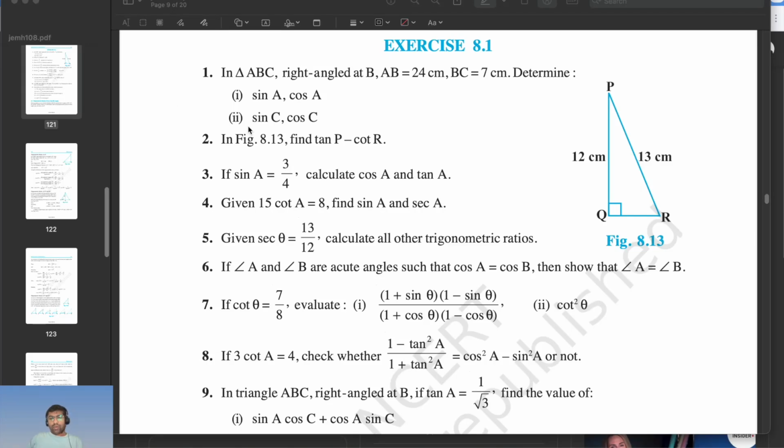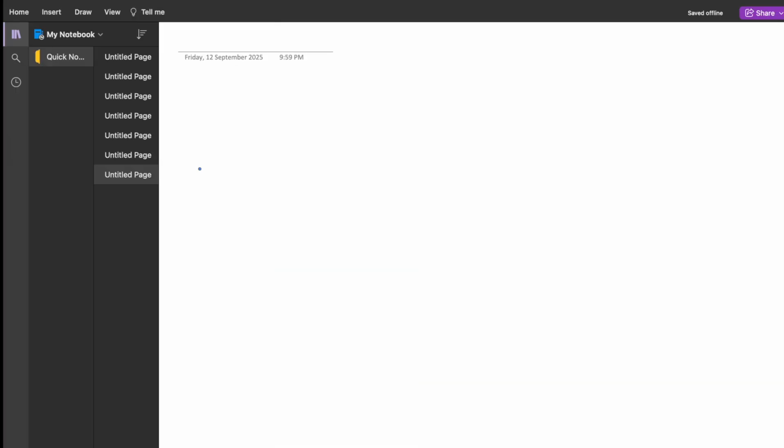Hi guys, so today we'll solve exercise 8.1, sixth problem. It's given that if angle A and angle B are acute angles such that cos A is equal to cos B, then show that angle A is equal to angle B.